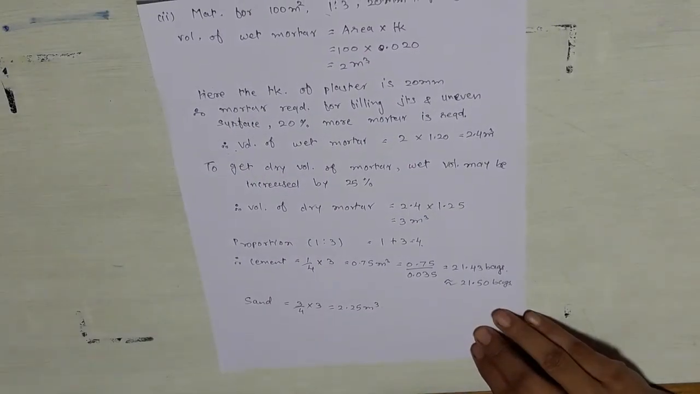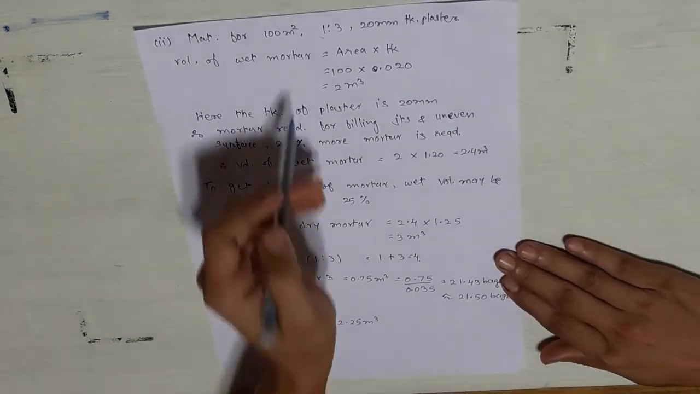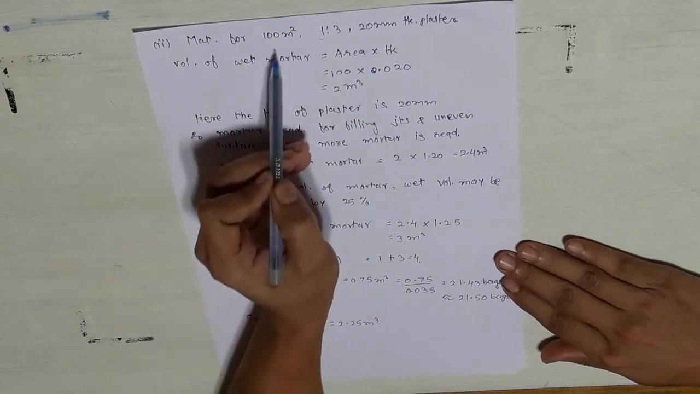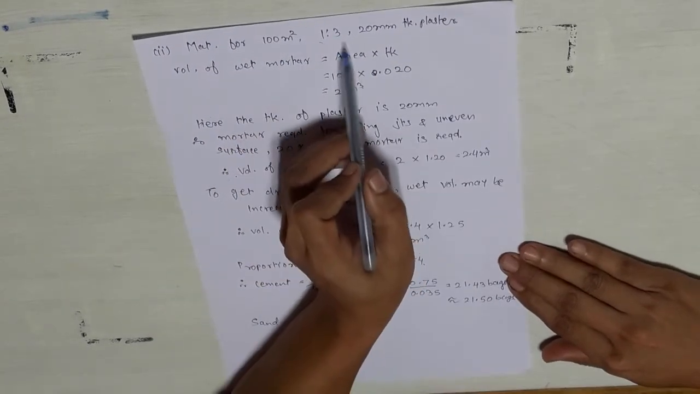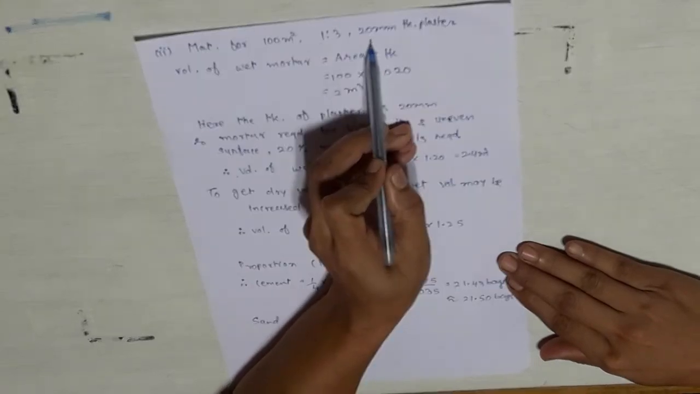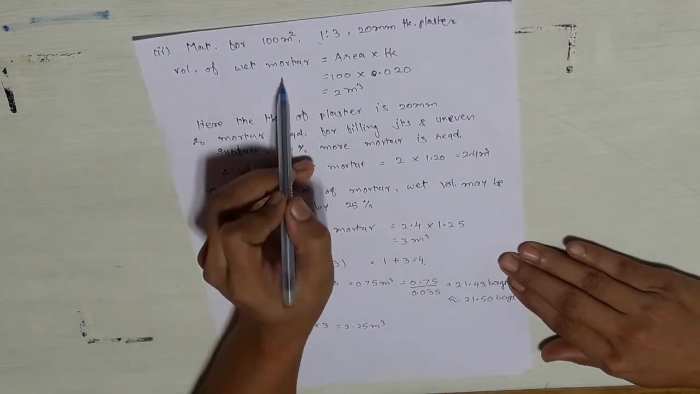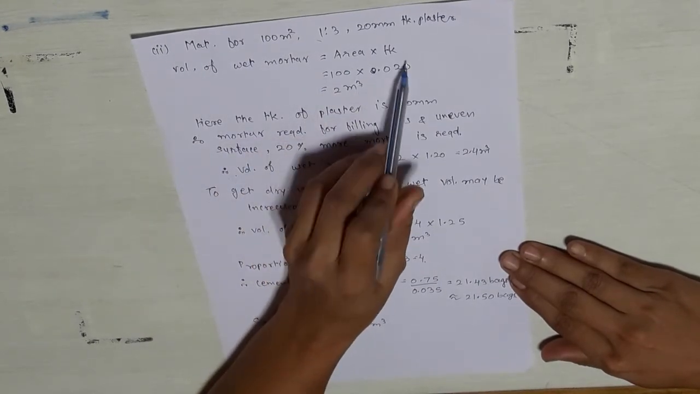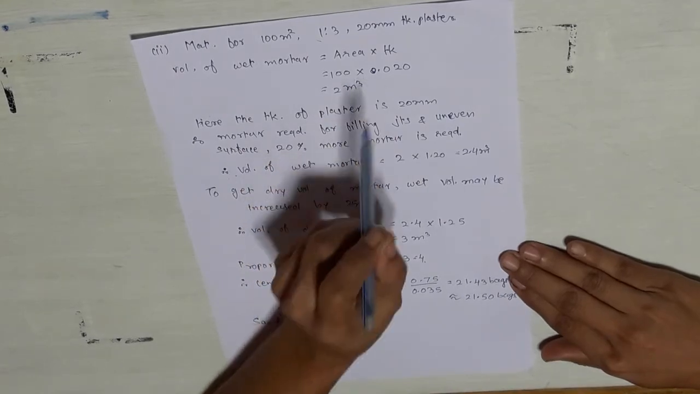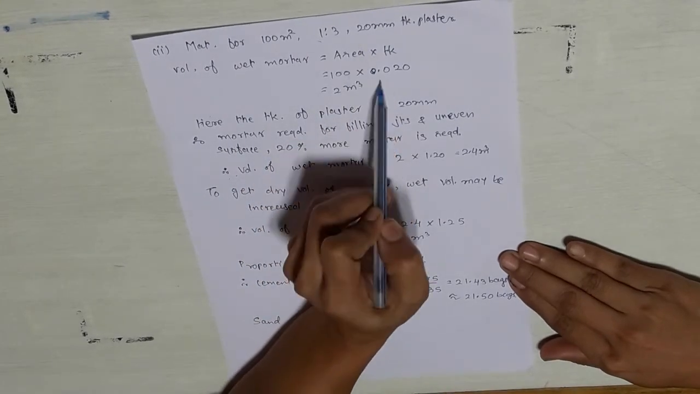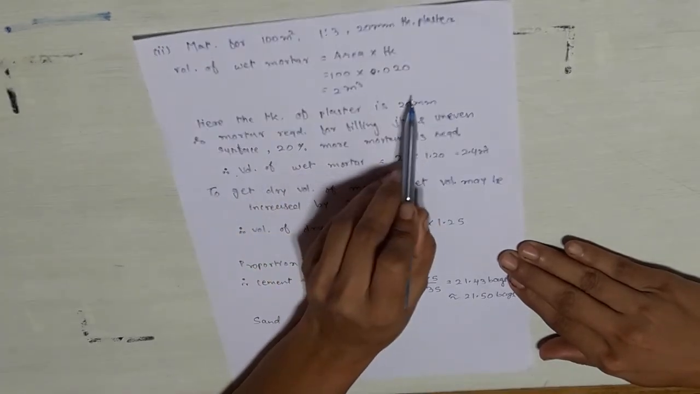Now let's find for an area of 100 meters square, proportion 1:3, and 20 mm thick plaster. Same procedure: volume of the wet mortar is area into thickness, so 100 meters square into thickness, 20 mm, that is 0.020 meter, so it comes to 2 meter cube.